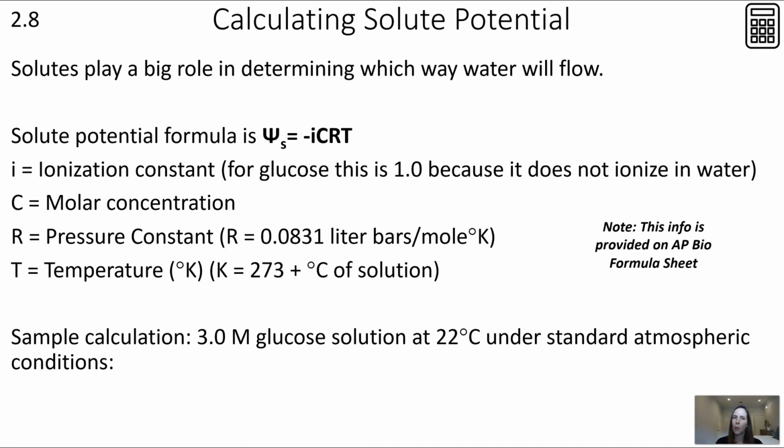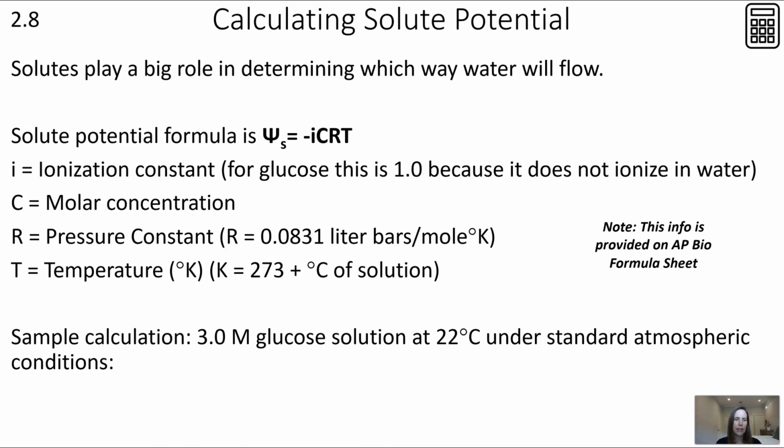If we have sodium chloride, NaCl, that's ionically connected. And so in that case, it's going to break up into sodium ion and chloride ion. So in that case, our ionization constant would be 2. All right, let's go on to that next one. C stands for molar concentration. So that's molarity. You know all about that. That measures how many molecules of the solute we have per liter.